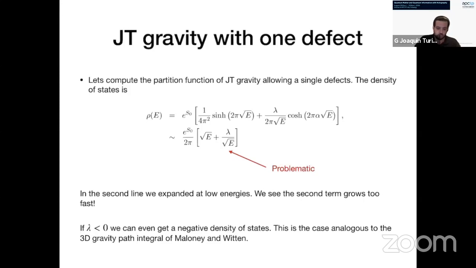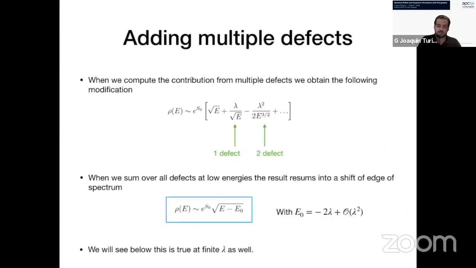But when you sum over defects, very close to the edge, this is the contribution from two defects. And if you compute 3, 4, they all diverge faster and faster as the energy becomes lower and lower. And they resum into a square root edge with a shift of the ground state energy. So this is a small motivation of why, if we would stop at any finite number of them, we will find things that blow up too fast.